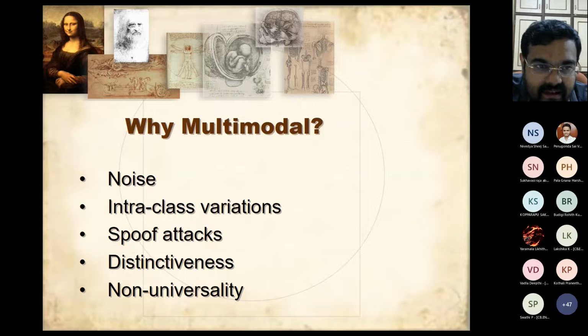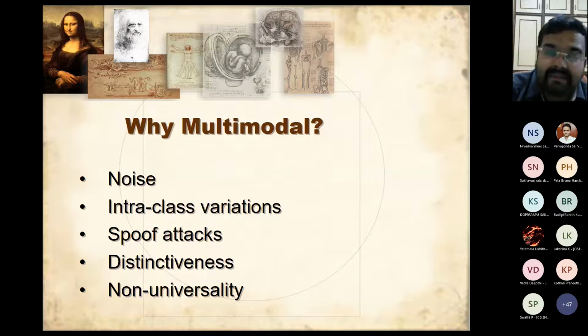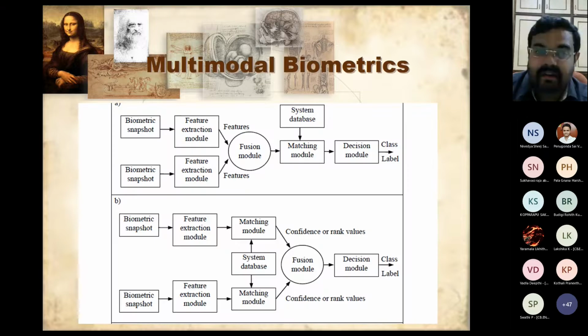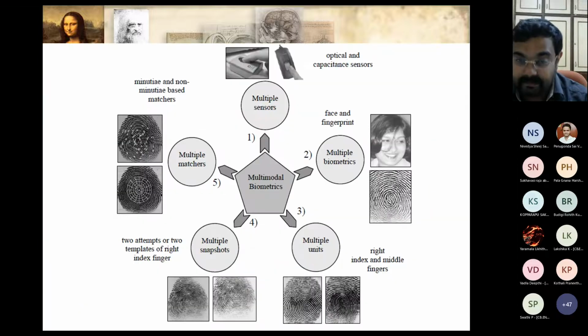Identical twins have almost the same DNA, 99.9999% the same. It's all problematic. So that is why we go for a combination of biometrics known as multimodal biometrics, so as to reduce the FAR and FRR. Now, how do you make multimodal biometrics? There are various ways.